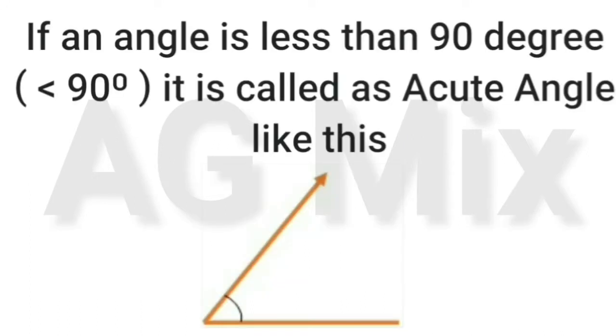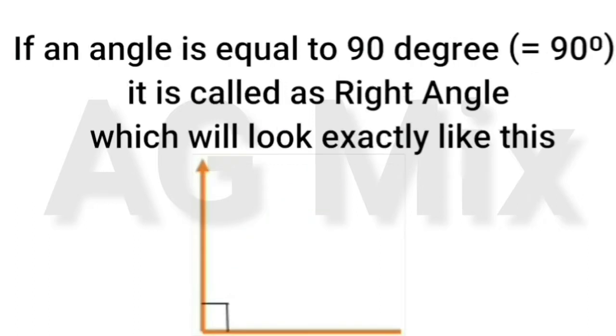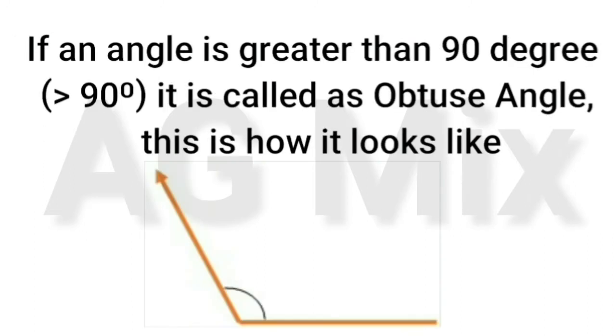If an angle is less than 90 degrees, it is called an acute angle, like this. If an angle is equal to 90 degrees, it is called a right angle, which will look exactly like this. If an angle is greater than 90 degrees, it is called an obtuse angle. This is how it looks.